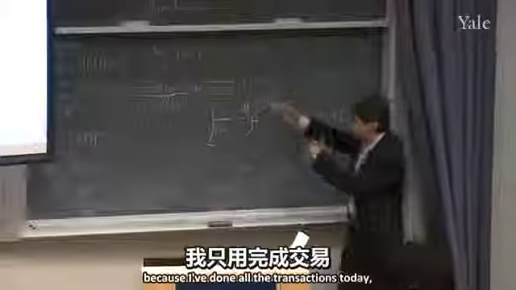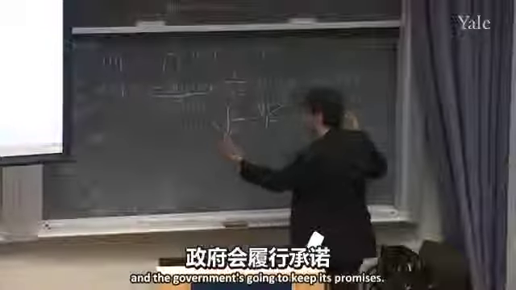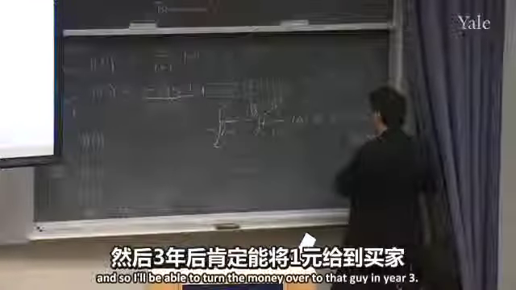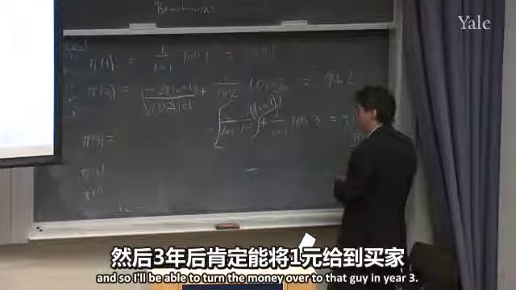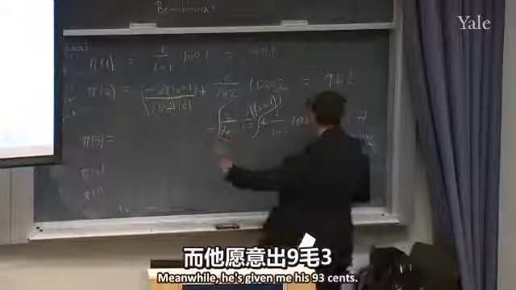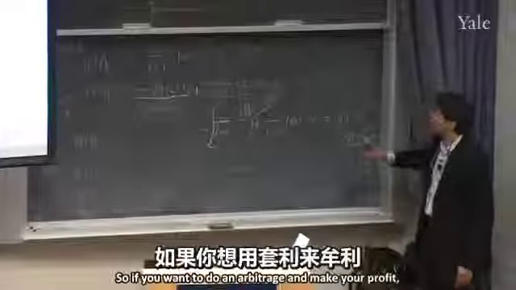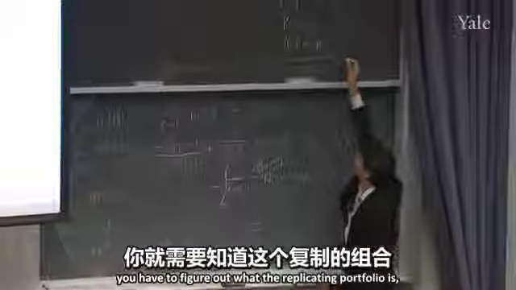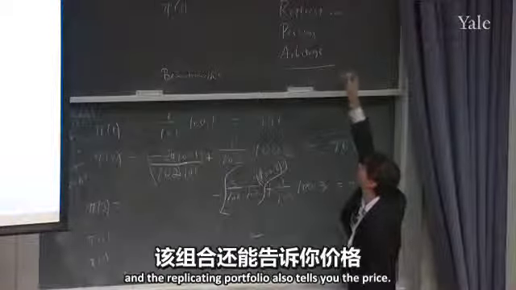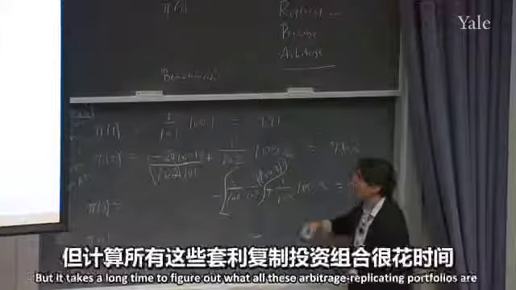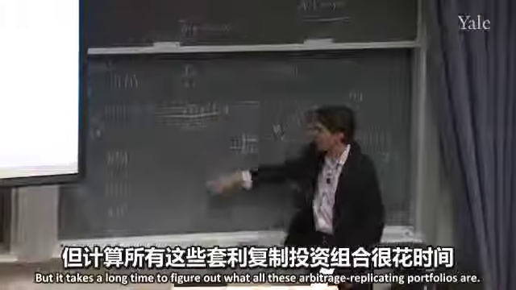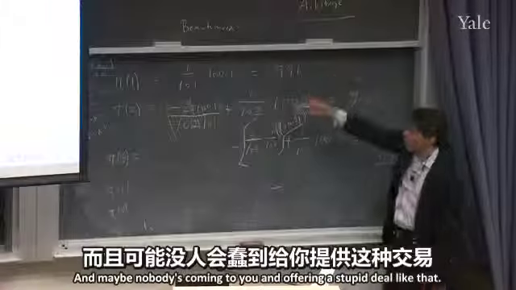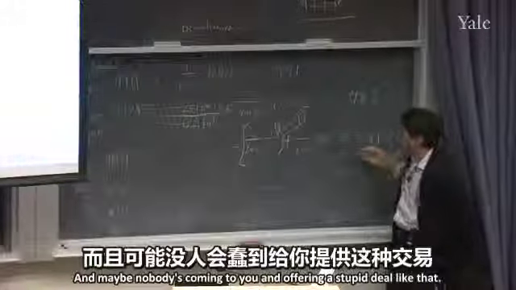I made the profit of 1.3 cents with no chance of losing any money, because I've done all the transactions today, and the government's going to keep its promises. I don't have to worry about the government giving me the money, and so I'll be able to turn the money over to that guy in year 3. And meanwhile, he's given me his 93 cents. So if you want to do an arbitrage and make your profit, you have to figure out what the replicating portfolio is. And the replicating portfolio also tells you the price. But it takes a long time to figure out what all these arbitrage replicating portfolios are. And maybe nobody's coming to you and offering a stupid deal like that.